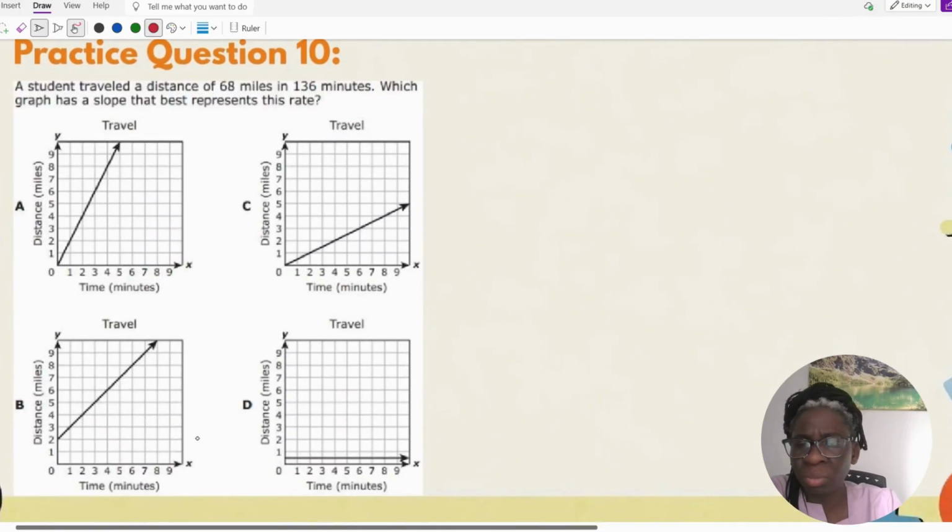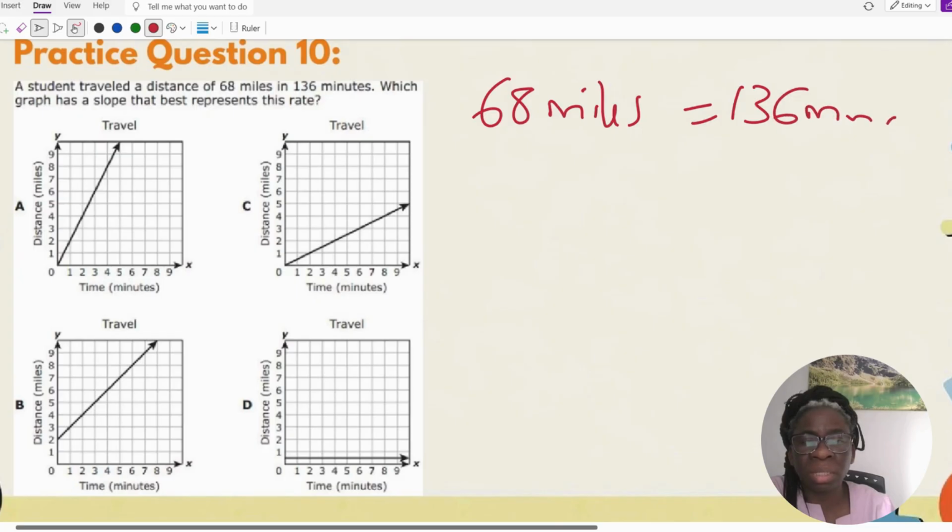So now let's move to the next one. A student travels a distance of 68 miles in 136 minutes. Which graph has a slope that best represents this rate? So you have to calculate. We have distance and we have time here. You have to find how many minutes it will take to go 1 mile. Once you calculate that, then you can identify it on the graph.